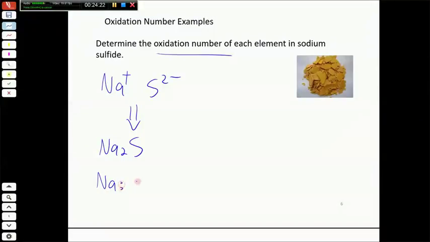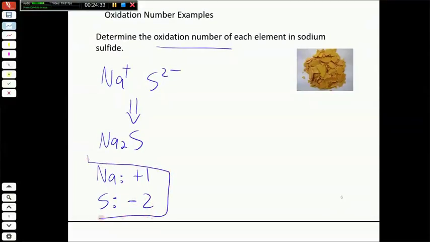So sodium in any ionic compound has a +1 charge. If it's just a sulfide compound, sulfur is a monoatomic anion that always has a -2 charge. So those are the oxidation numbers for sodium and sulfur in sodium sulfide. For binary ionic compounds, it's relatively simple to get oxidation numbers. It's just the same as getting the charge, which we've known how to do since chapter 3.